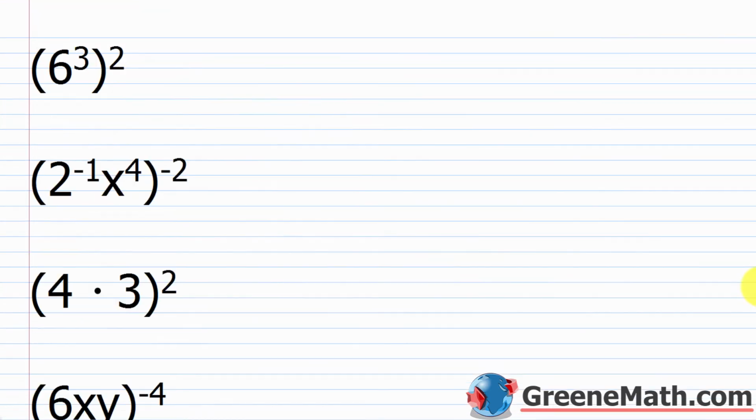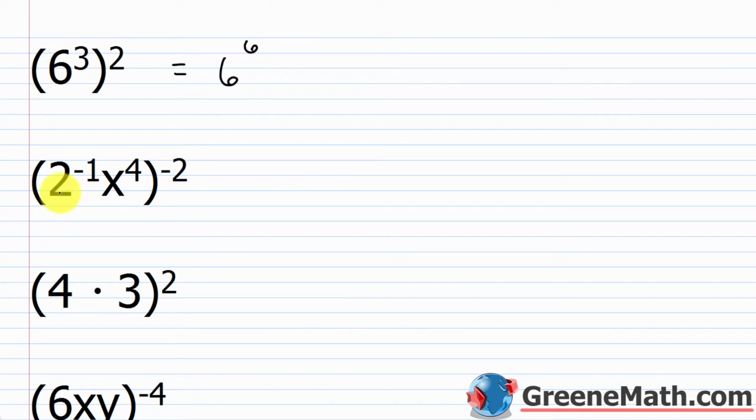Okay, it doesn't matter. All right, so let's look at some examples. If I have 6 cubed and then it's squared, it's again that power to power rule. So 6 stays the same, and I would multiply exponents. 3 times 2 is 6, so this would be 6 to the 6th power.